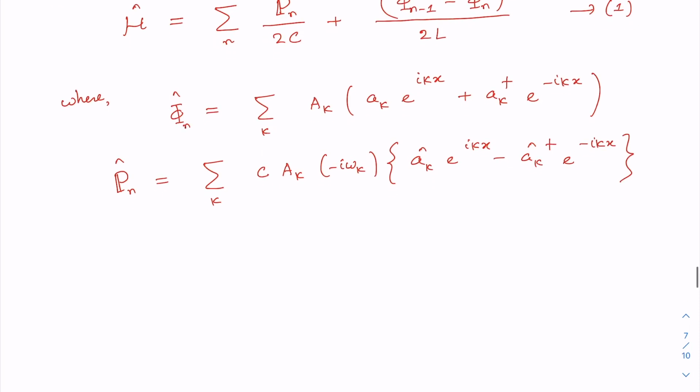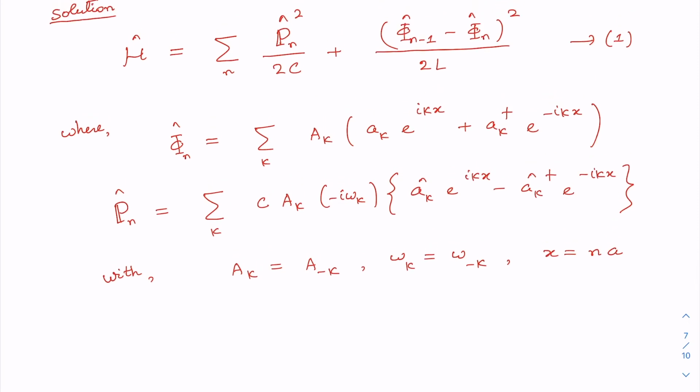And because of translational invariance, we had a_k equal to a_minus_k, omega_k equal to omega_minus_k, and x equal to n times a. n is the number of unit cells and a is the size of the unit cell. Now let us expand the terms in this Hamiltonian one by one.